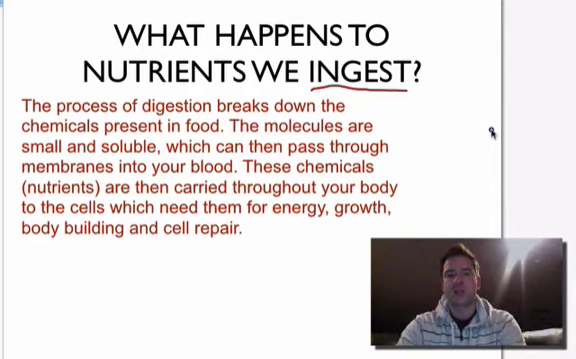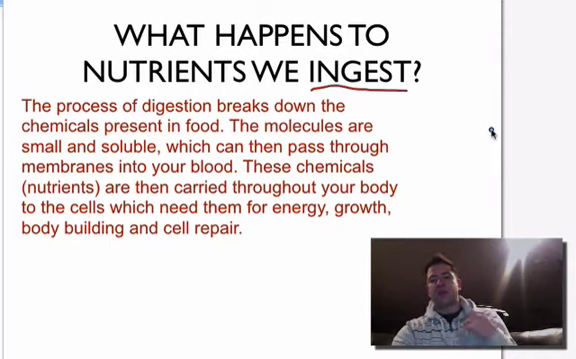So our digestive system, obviously we have an esophagus, a stomach, a small intestine, and a large intestine. What happens is we take these nutrients in, we chew up the food, we break it down, and we break down the chemicals that are present in the food. The molecules that we break down are small and soluble, and soluble means that we're able to transport them in and out of a permeable or semi-permeable membrane.